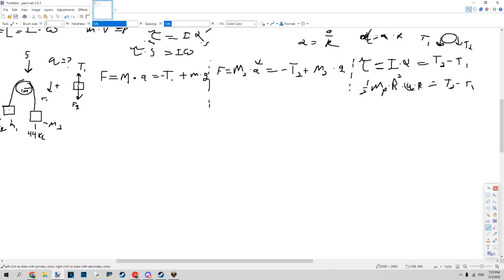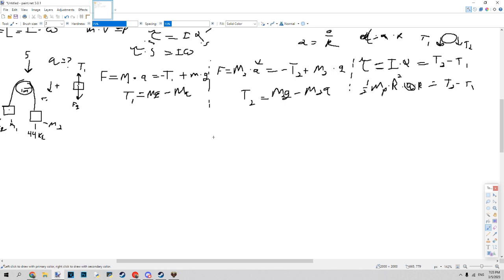Now we're trying to isolate this variable. So we want to find what T2 and T1 is, right? Because all this other stuff we already know. And that's where these equations come in. First, let's solve for T1. We add T1 to this side and subtract MA from this side, and we have T1 equals mg minus MA. And then we do the same thing here, where we add T2 here and subtract MA here, and we have T2 equals m2g minus m2a.